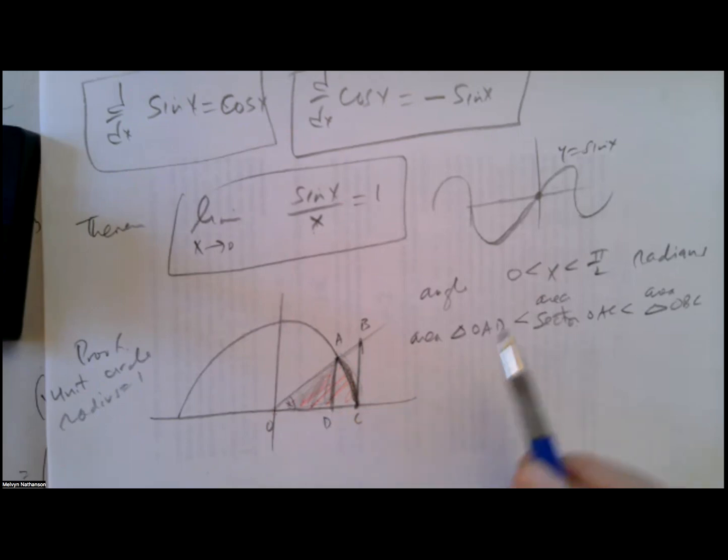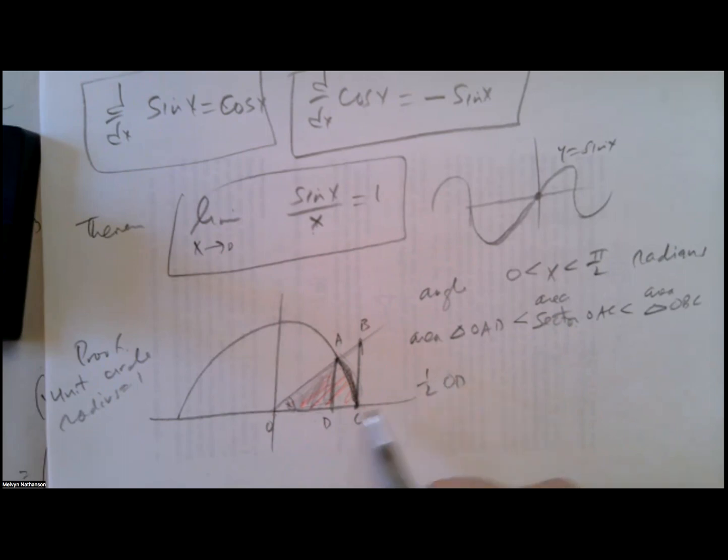What are these areas? Area of a triangle is half the base times the height. This is the base. This is the height. So this is 1/2 the base OD times the height AD.